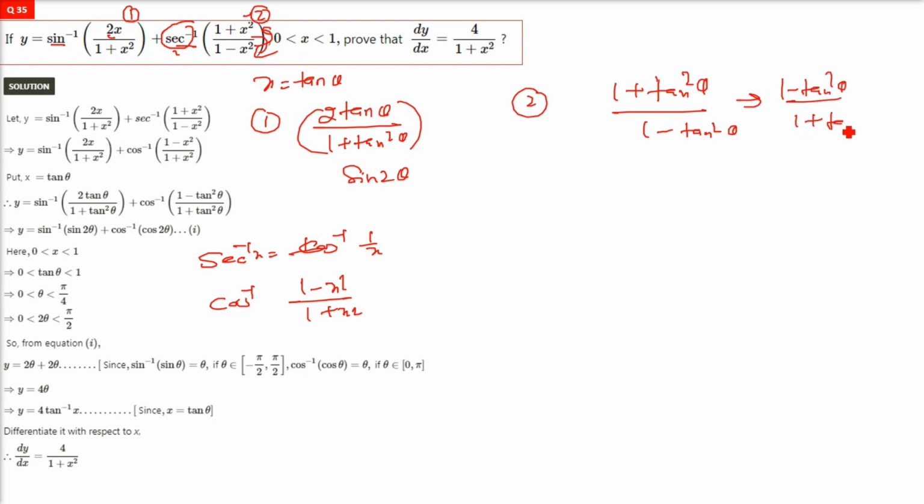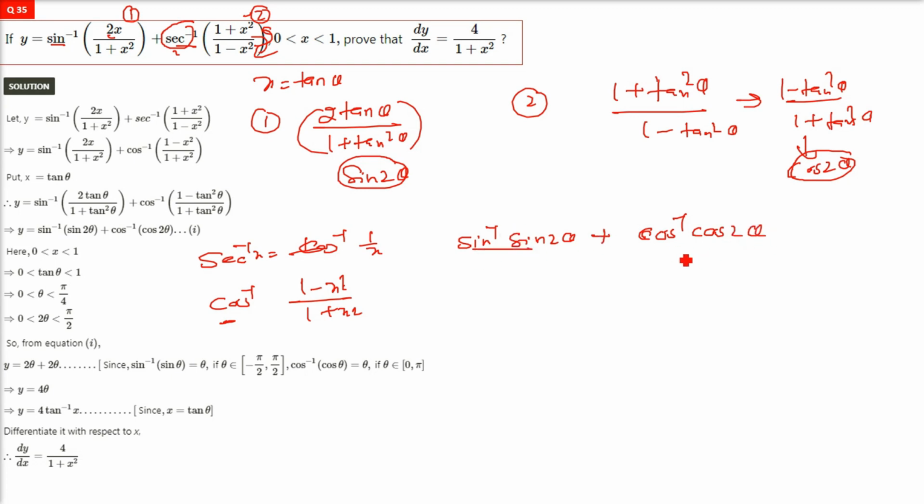So 1 minus tan square theta by 1 plus tan square theta, this is cos 2 theta. So cos 2 theta for the second, and for the first, sin 2 theta. Now replace it. Sin inverse sin 2 theta plus sec inverse, which we already converted into cos inverse, and the inside thing will become cos 2 theta as I just explained. So cos inverse cos 2 theta. Now just cancel these out. So 2 theta plus 2 theta, and this is going to be 4 theta.